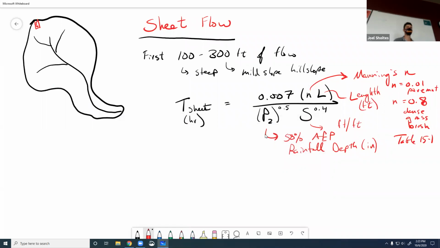And then where would we get this 50% AEP rainfall depth from? So NOAA Atlas 14, we could do that. Or we could use StreamStats. In Colorado, they calculate all this stuff for you, because behind StreamStats in Colorado, they actually do this curve number method, the NRCS TR-55 thing. So they'll calculate that for you too.